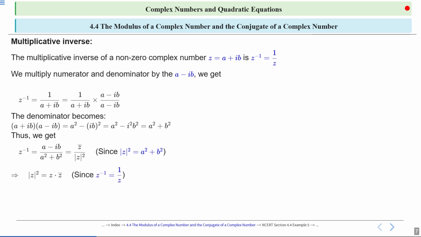Now, this leads us to an important property, that is modulus of z square equals z times z bar, since z inverse equals 1 divided by z. Therefore, we obtain an important property, that is modulus of z square equals z times conjugate of z. So this is a fundamental result that you will use often when dealing with complex numbers.